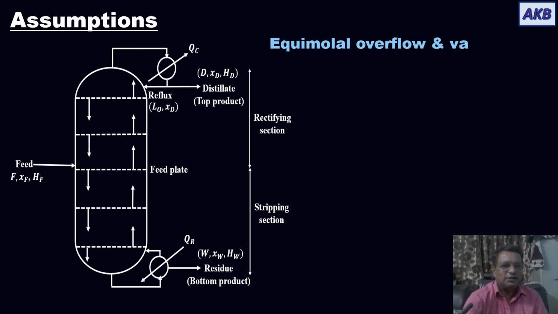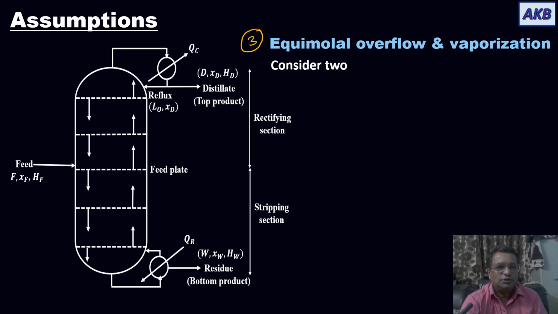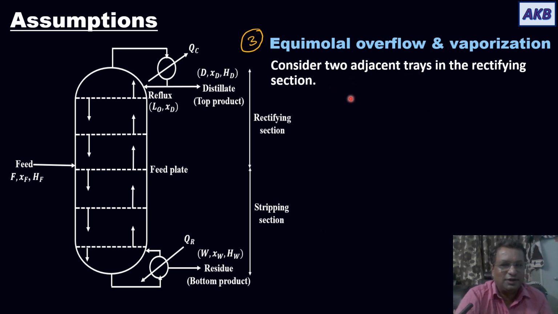Then the third assumption that is used in the McCabe Thiele method is equimolar overflow and vaporization. So over here, first we'll understand the principle of equimolar overflow and vaporization, and then what is the effect of this assumption. For that, we will consider two adjacent plates, or two adjacent trays, in the rectifying section. Okay, so I'm showing that over here.